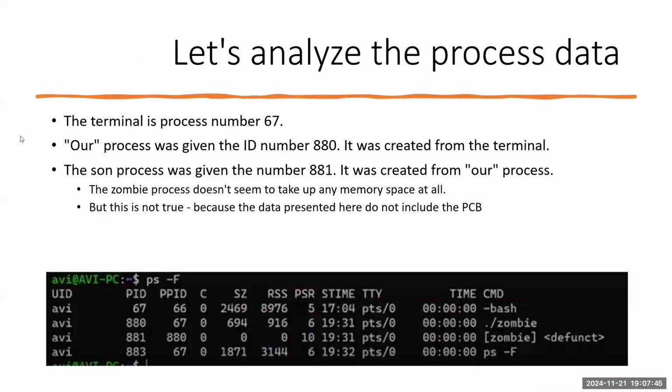Okay, let's analyze the process data. Our terminal process: if we do PS minus F, we'll see our processes. And we see that the terminal is 67. That's this. And how do we know it's the terminal? Well, it says minus bash. Bash is our terminal. Notice the PS itself is also here. The PS minus F is 883. Our process was given the number 880.